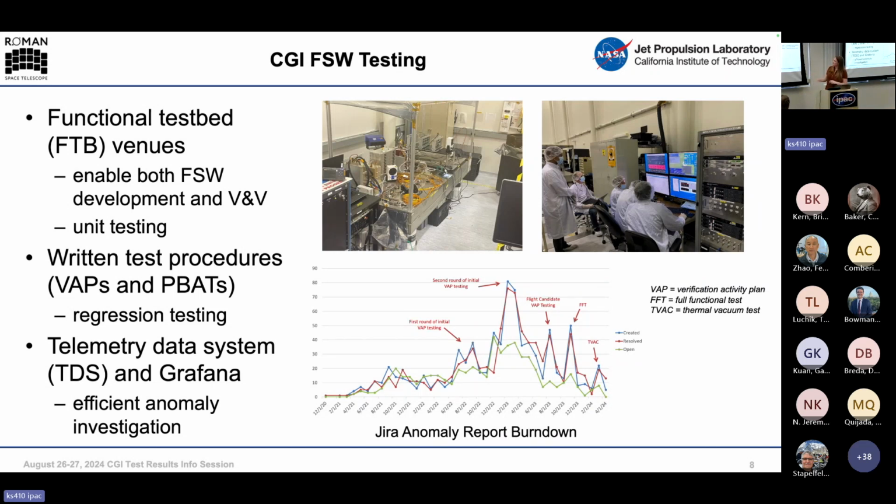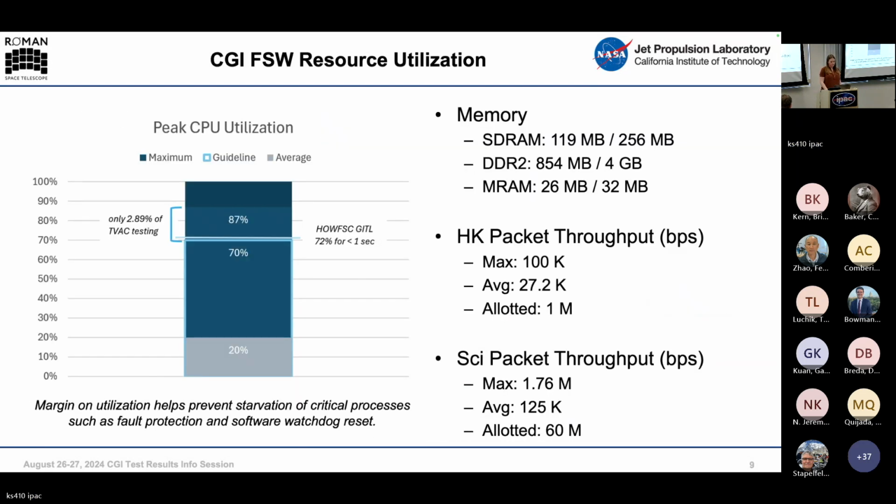And real quick, this chart is our JIRA anomaly report burn down. The trend is what you might expect. As we continue testing, we find more and more issues in the flight software, but we also close them as time goes on. And so as our testing developed and our code developed, we reached a point where I think we were all in agreement, and then the things converged down to 0. So we have delivered and we don't have open anomalies at this point.